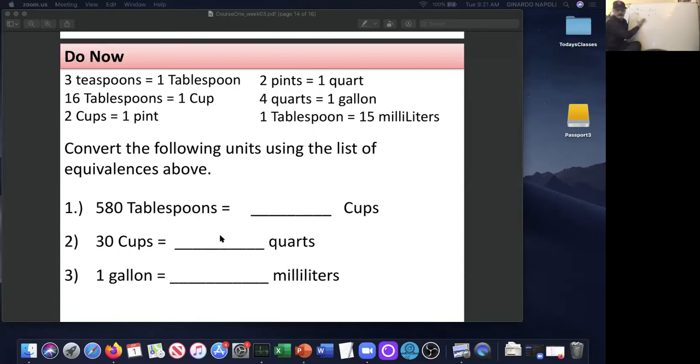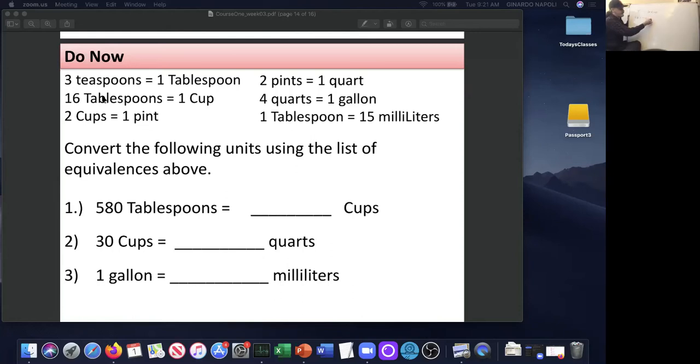Okay, so we'll go through these and then this will be all we have for today. All right, so we want to go from tablespoons to cups. Okay, I'm calling somebody. Tablespoons to cups. Carmelo, do we have an equivalence statement? Tablespoons to cups. Yes. Yeah, it's right here. So on the left side, we can go directly from tablespoons to cups.